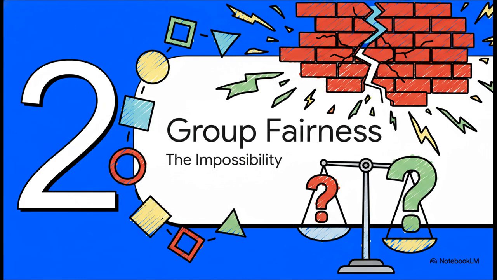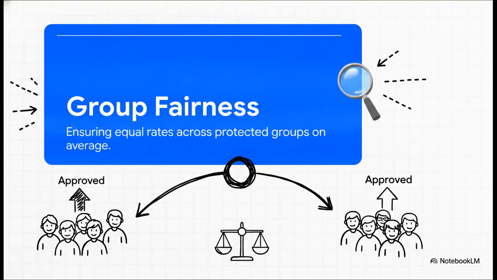Moving right along to Section 2, Group Fairness and Impossibility. Okay, so group fairness looks at the big picture. It's all about making sure averages balance out across different demographics. Think of it like ensuring the overall approval rate for a bank loan is equal across different populations. It completely ignores the individual in favor of the macro view. When you use this standard, you're not asking if John or Jane were treated fairly on a personal level. You're really just asking if Group A and Group B, on the whole, got equal outcomes.